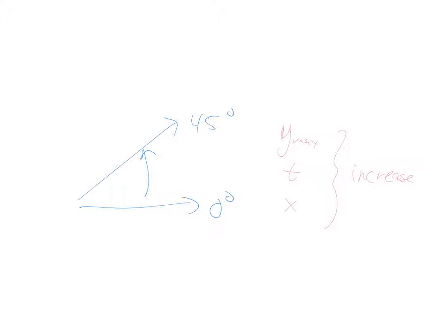Range all increase. But what happens after 45? This is what a lot of people forgot to mention. They said from 0 to 90, they all increase. They don't all increase. What happens after? T and X decrease. Y max definitely increases afterward.